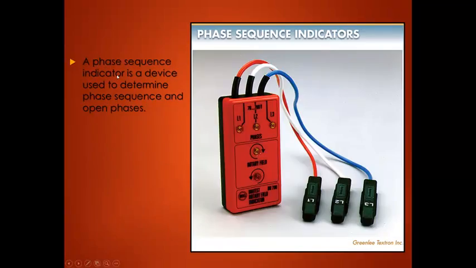A phase sequence indicator is a device used to determine phase sequence and open phases. This is commonly used to indicate motor rotation, which is probably the most common application of this. If you have a motor that is installed in a machine and you need to test to see which wires go to which lead on the motor, you would use a phase sequence indicator to make sure that you install the wires correctly and your motor doesn't rotate backwards when installed.